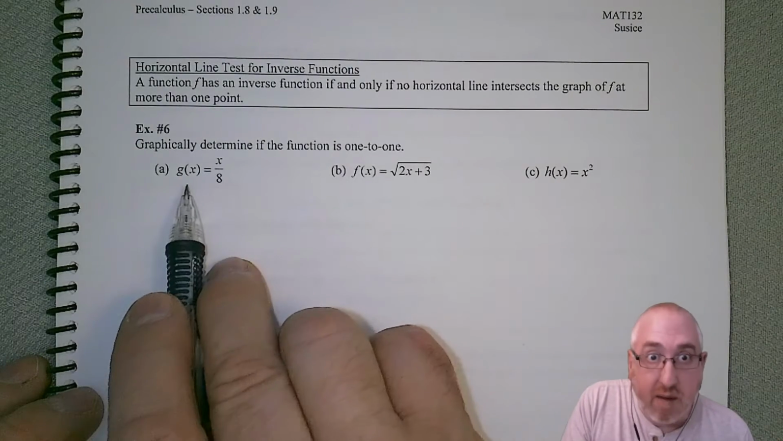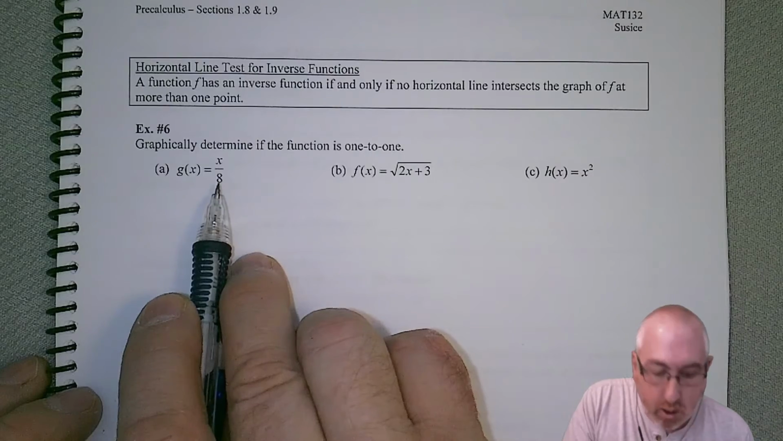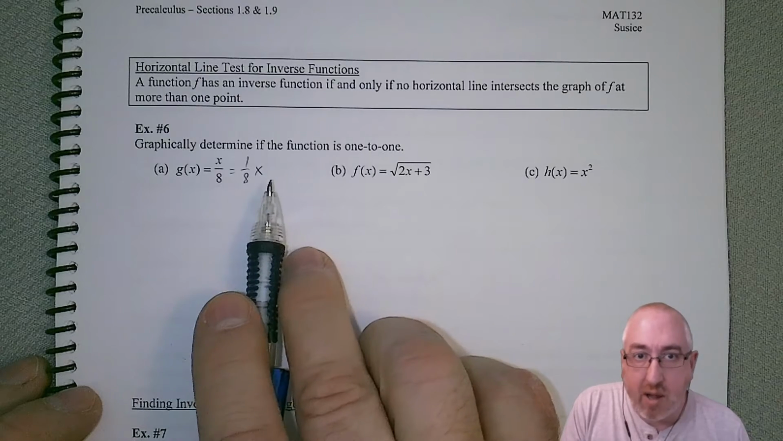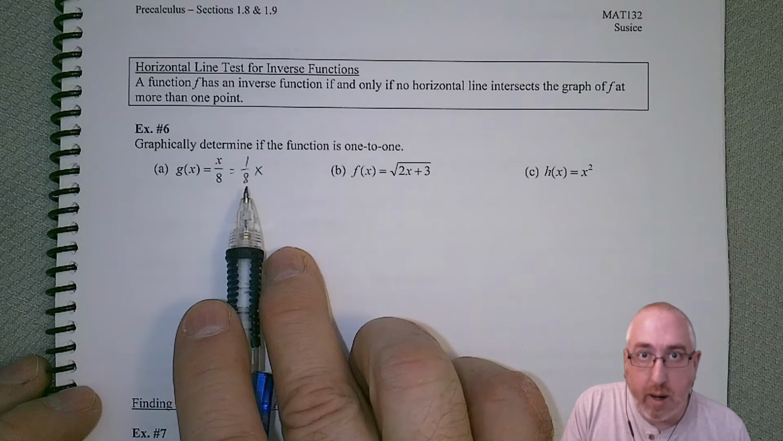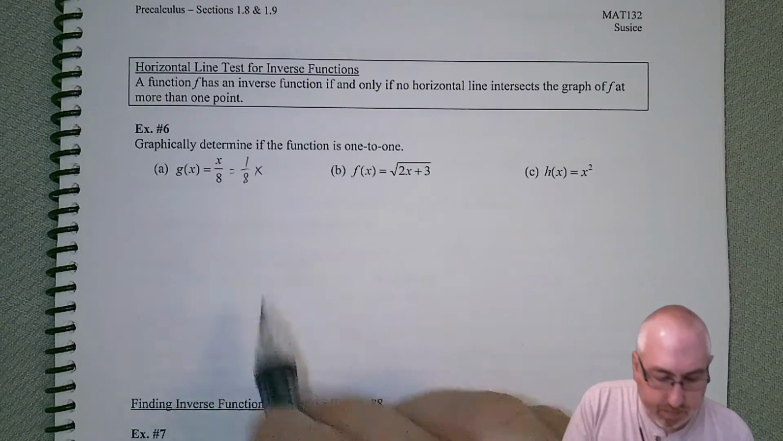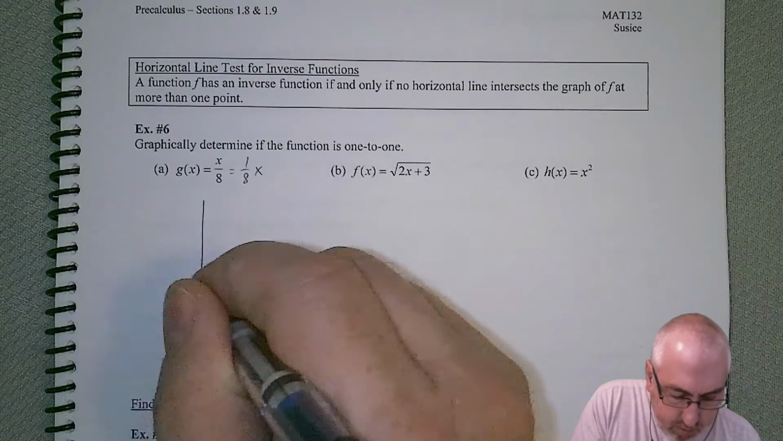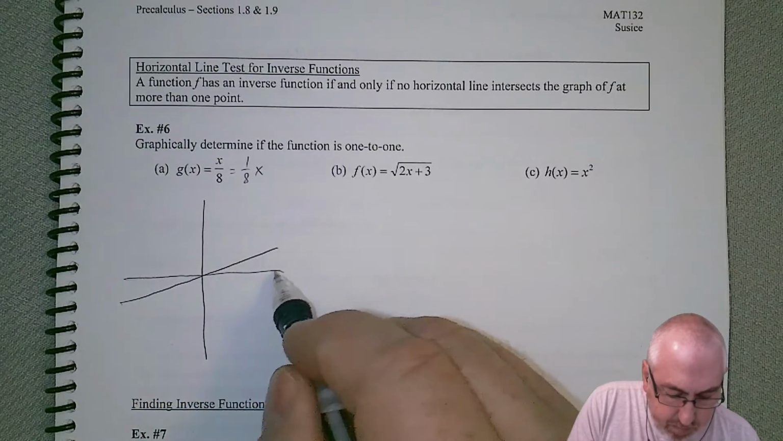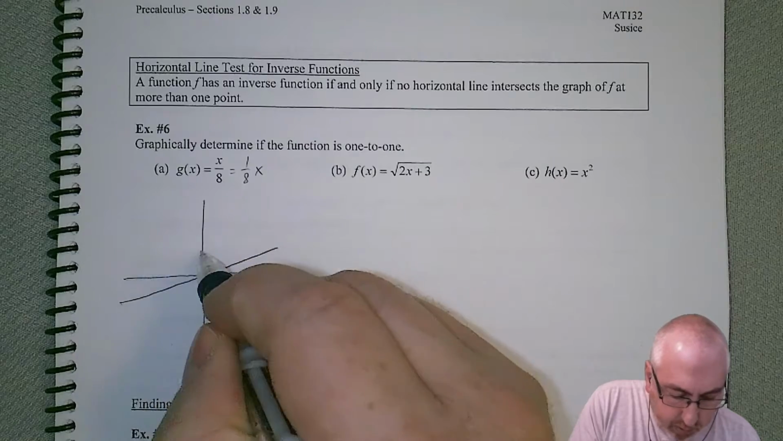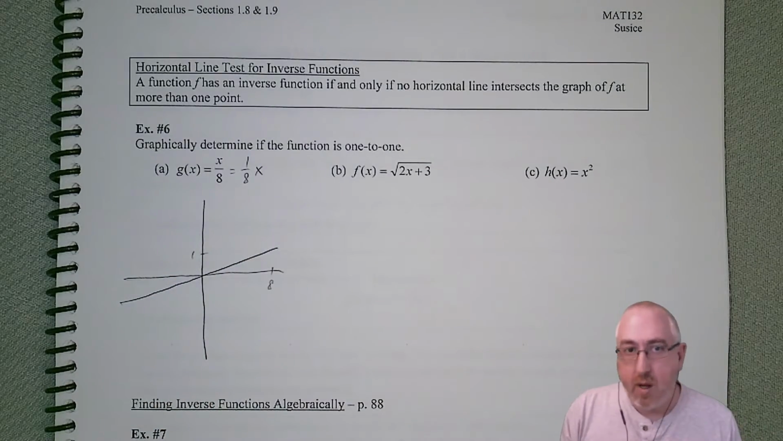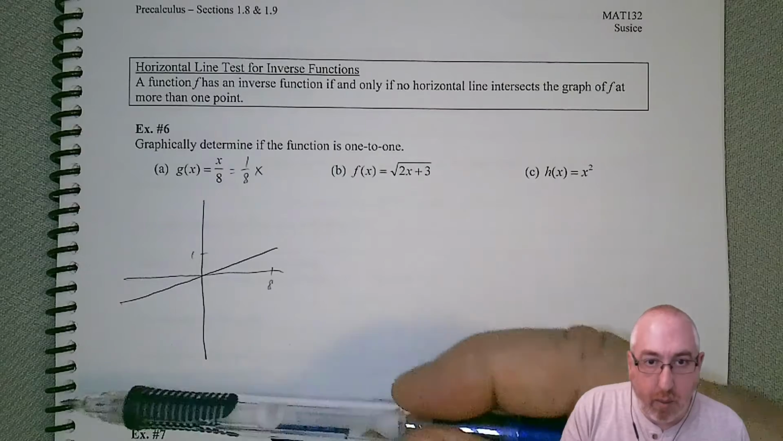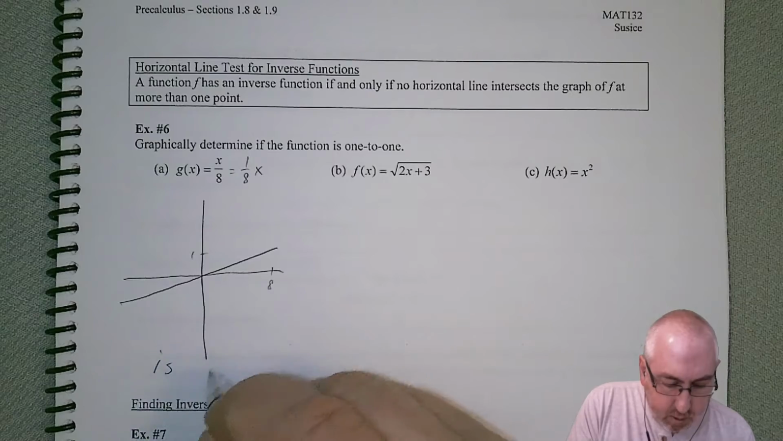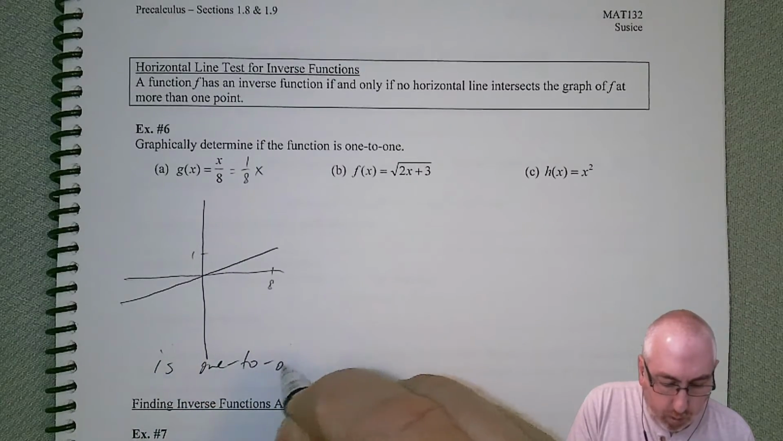graphically. So we have g of x equals x over 8, which we know is the same as 1/8 x. So we just have a line, and it's got a slope of 1/8, and we know it passes through the origin. So it's going to look something like this. Again, it doesn't have to be a perfect sketch, but we know that if we go over 8, we go up 1. And we can see that our horizontal line will always pass through it and only hit it at one spot. So this is 1 to 1.